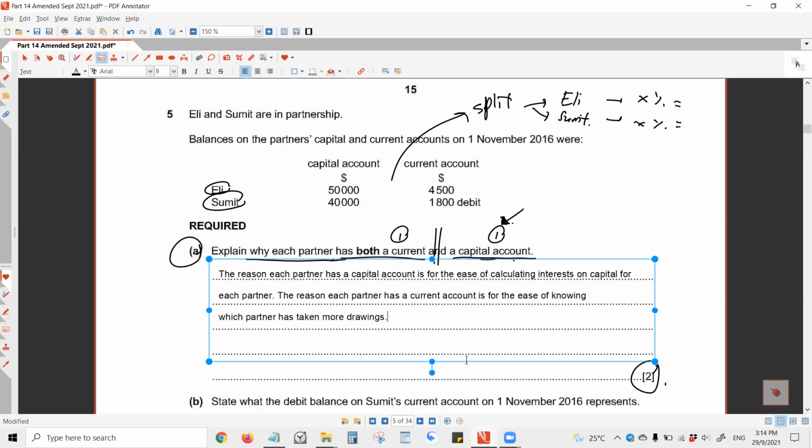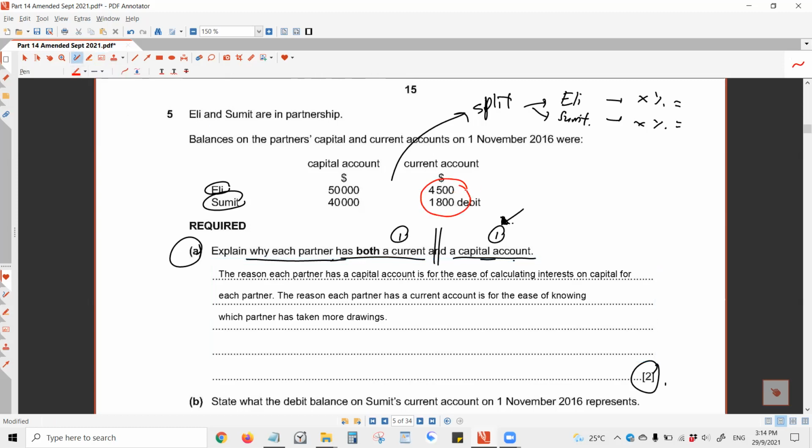Okay, once again, I have yet to show to you how a current account looks like, but I believe you should know how it looks like after you have learned this subject with your school. Later when we do the current account, then you can see easily who has taken more drawings. Think of the opposite situation. If you have combined the current account for both Ellie and Sumit, then you cannot see who has taken more drawings. Later I show you. So for now, we are learning how to write the answer.